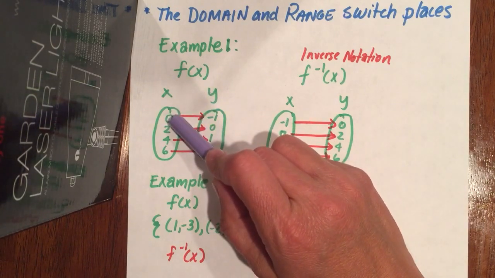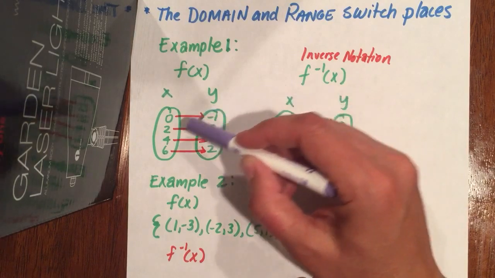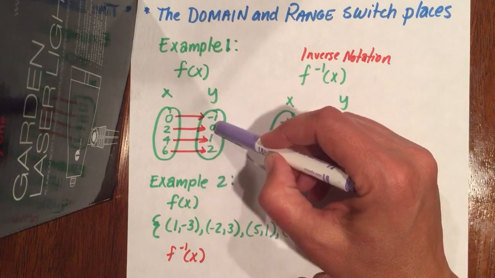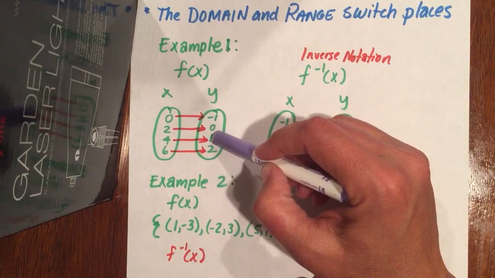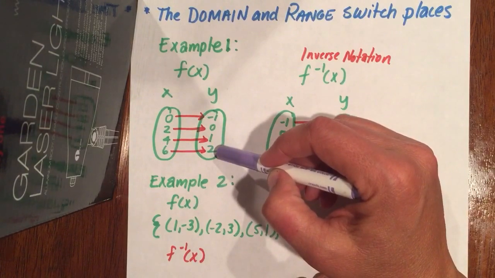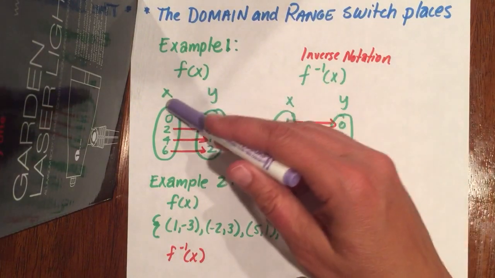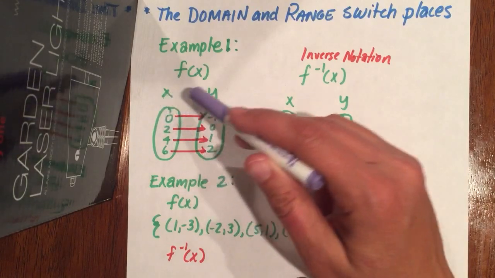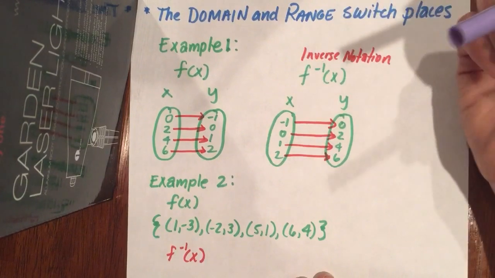F of x shows that when x is 0, y is -1. When x is 2, y is 0. When x is 4, y is 1. When x is 6, y is 2. And we've done these 1,000 times. You know how to map and use the x-coordinate as your input to find your y-coordinate, which is your output. So what the heck is an inverse?